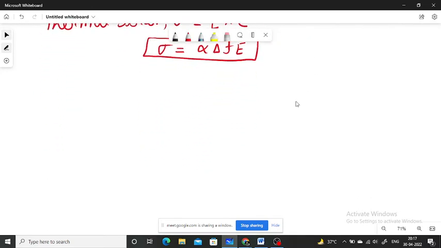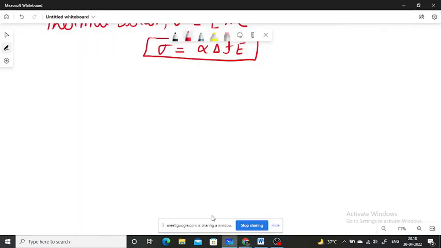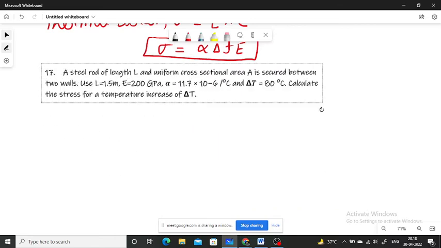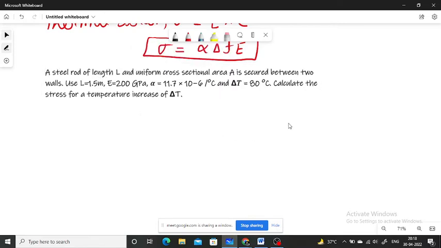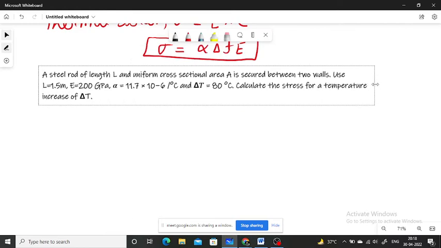Let's solve a simple question on this. The question is: a steel rod of length L and uniform cross-sectional area A secured between two walls.